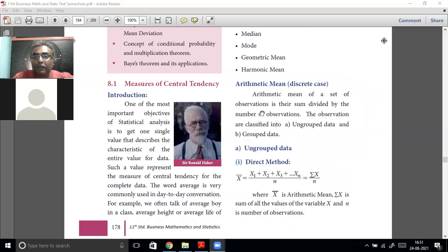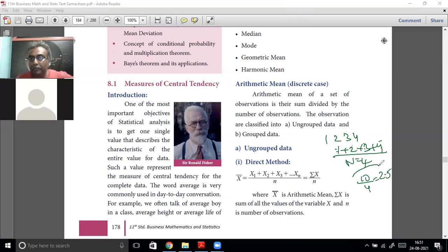Arithmetic mean of a set of observations is the sum divided by the number of observations. Very simple. Okay, what is the arithmetic mean of 1, 2, 3, 4? 1 plus 2 plus 3 plus 4 divided by the number of observations, n equal to 4. The sum is 10, so 10 by 4, that is equal to 2.5. This is the arithmetic mean. Usually you denote it by x bar. You know this one. Nothing to study further in this one. Okay. We know arithmetic mean. Let us go to the next one.